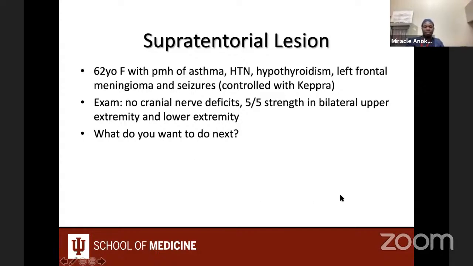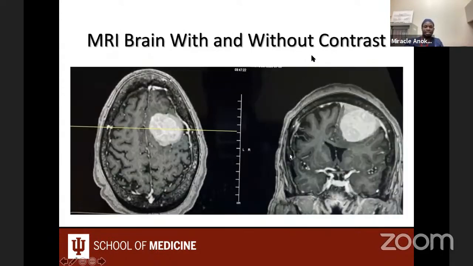You want to get an MRI of the brain with and without contrast because you want to compare what it looks like without any contrast going into it to something that has contrast going in so you can see the full structure itself. So this is the MRI of the brain with and without contrast. So again, whenever you've seen a scan, you wanna say, hey, what kind of scan is this? It's an MRI of the brain. Is it with or without contrast? Well, it's with both. I'm just not showing you the one without contrast on this scan.